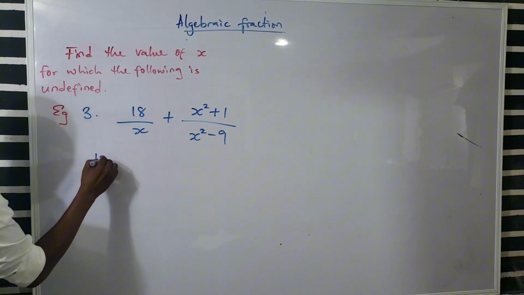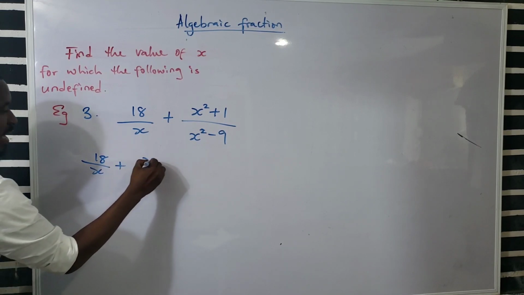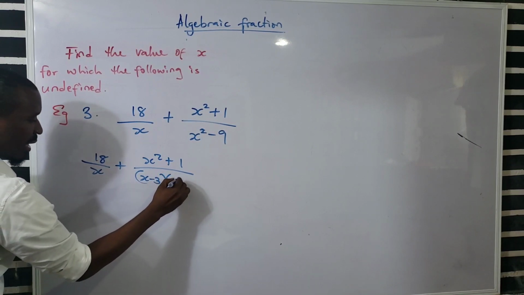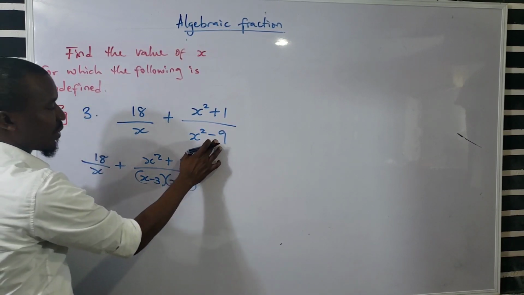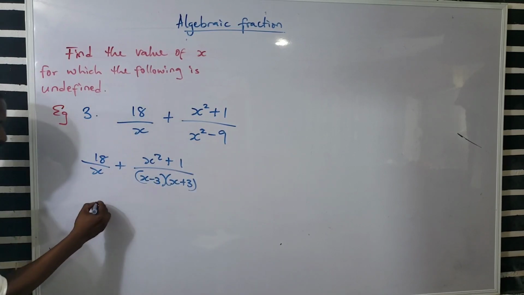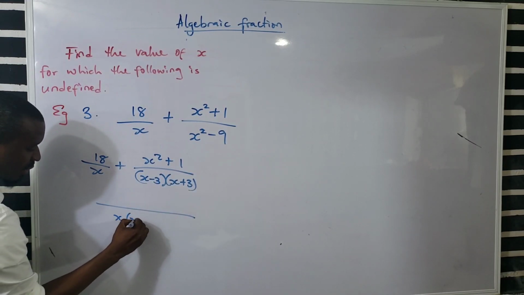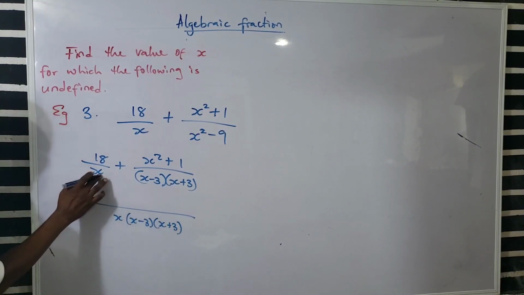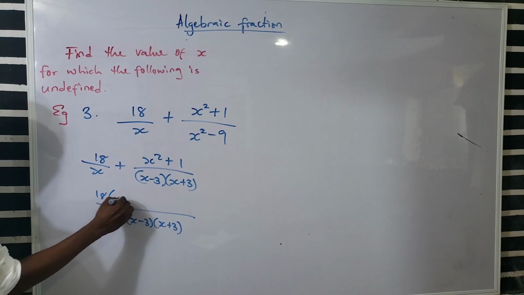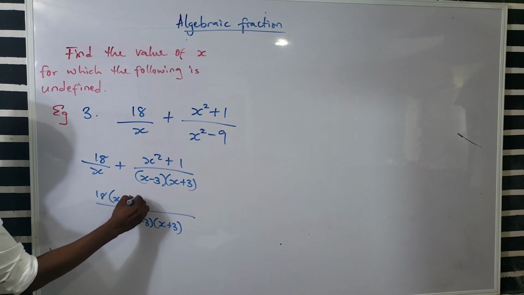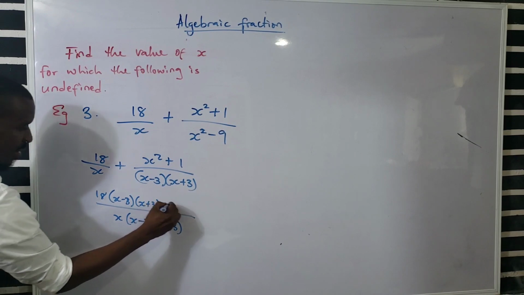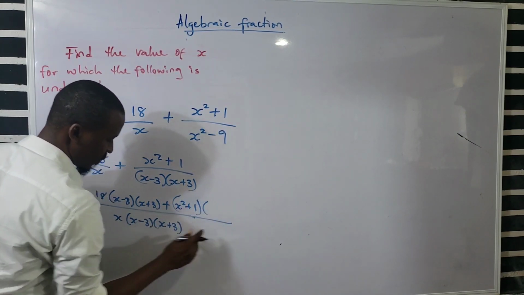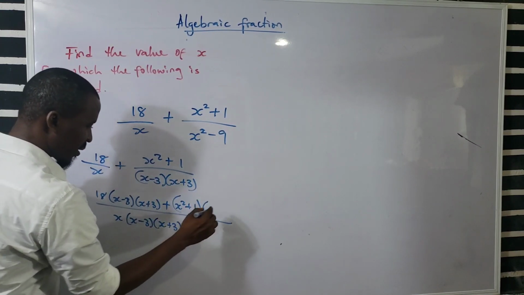This one will give us 18x plus x squared plus 1 over x minus 3 into x plus 3. Of course, that's difference of two squares. Okay, so that will give us x into x minus 3 into x plus 3. Then this divided by this will give you 18 into x minus 3 into x plus 3, plus x squared plus 1 into this divided by this will give us x.